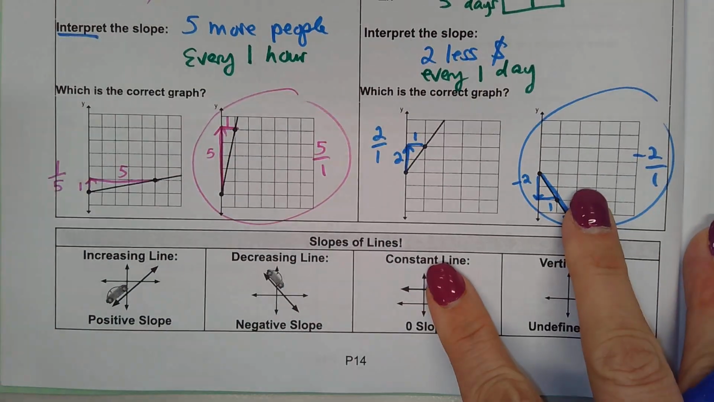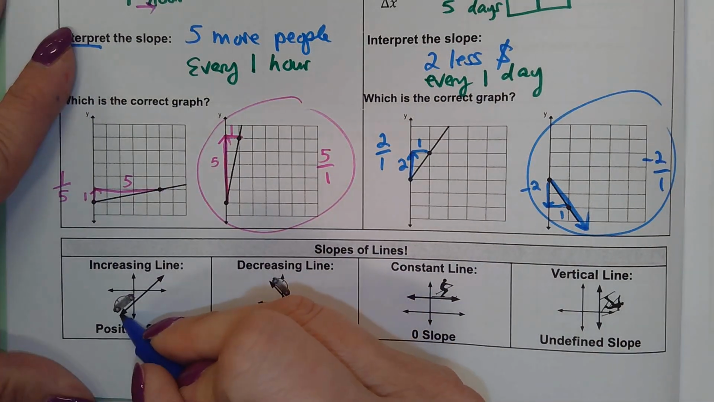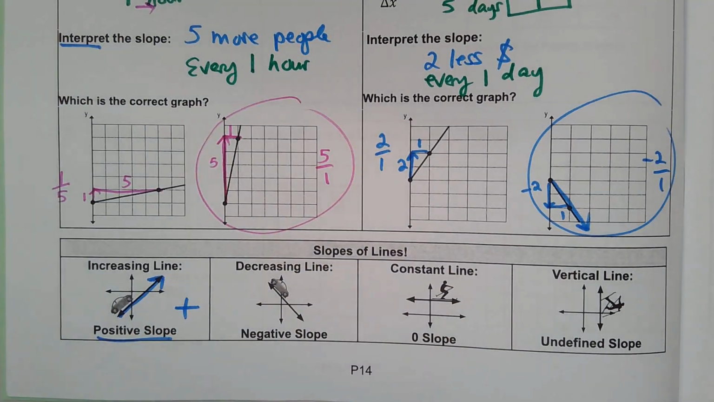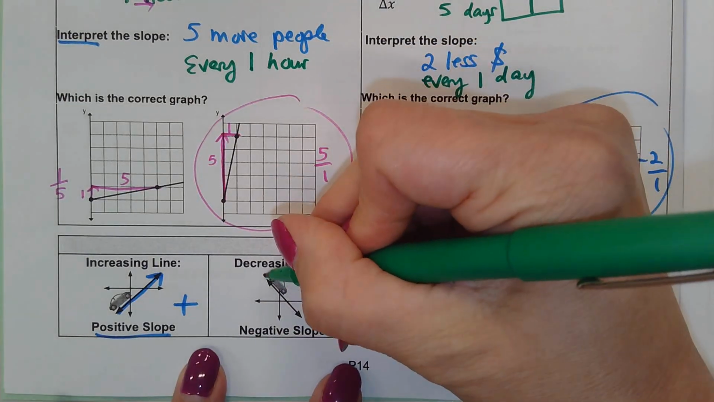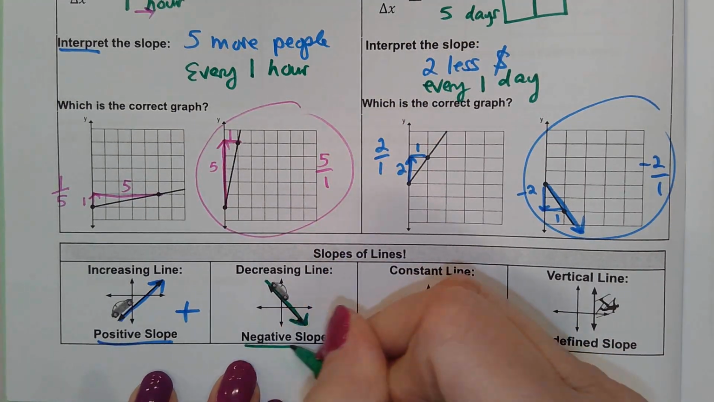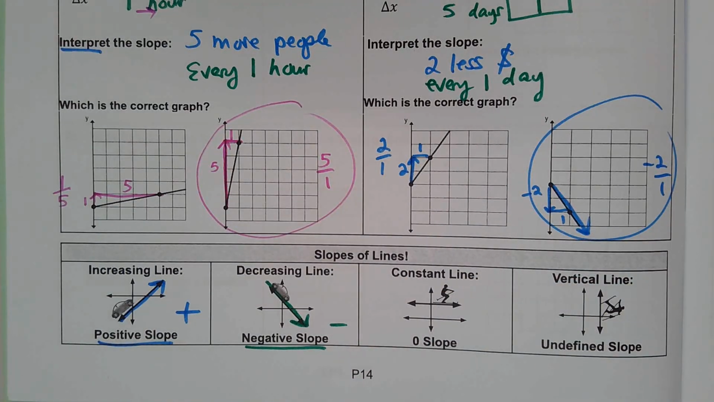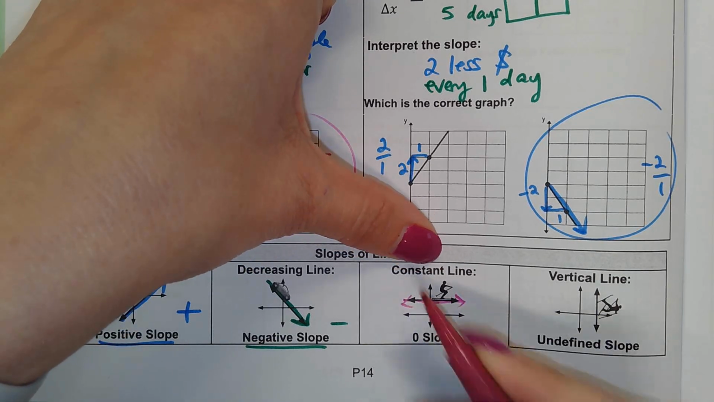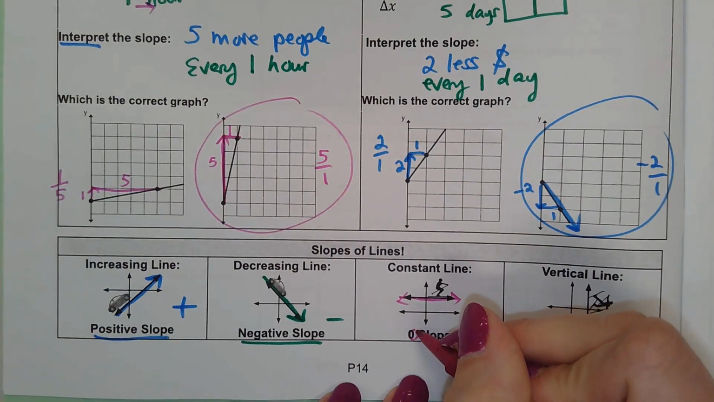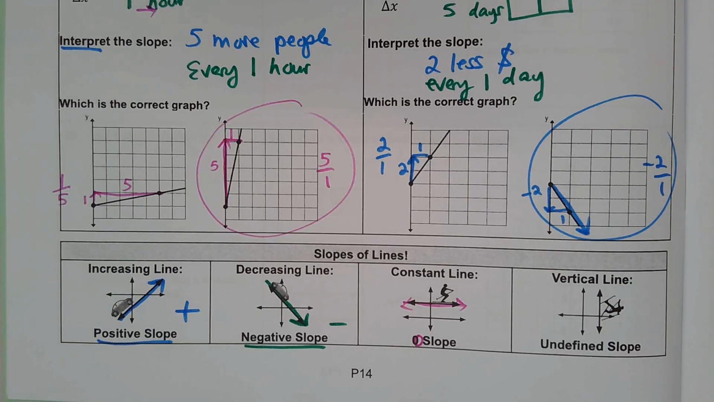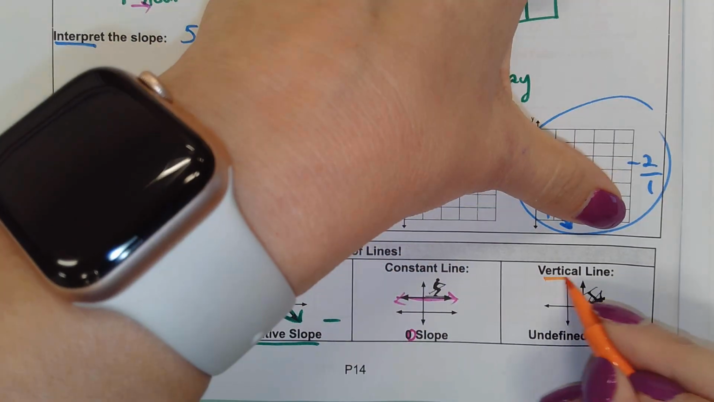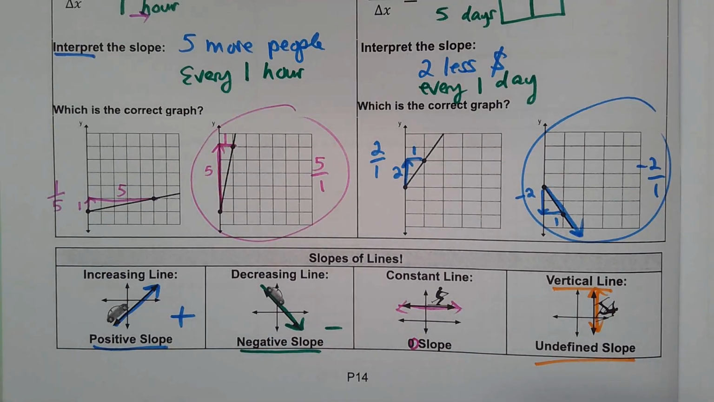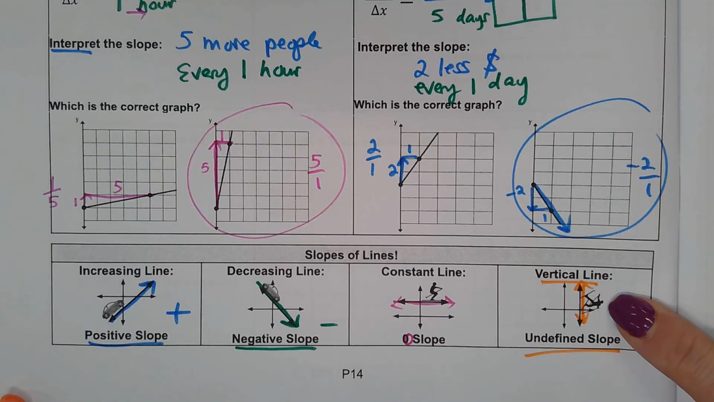We've done these lines before, so let's just refresh. If the line is increasing, the slope is positive. If the line is decreasing, your slope is negative. Here's a special case. If it is a constant line, your slope is 0. And if it is a vertical line going up and down, then it is undefined.